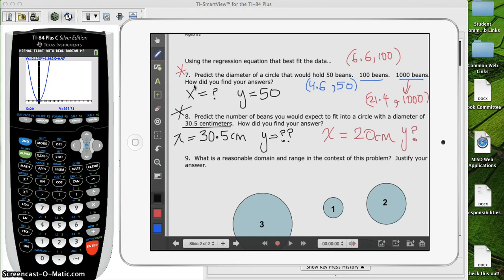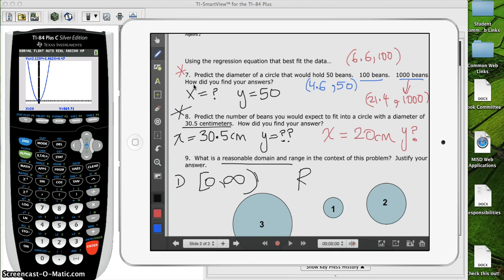Now let's move on to number 9. What is a reasonable domain and range in the context of the problem? Now, domain basically has to do with the x. So you can have a diameter of 0, basically no circle. And the diameter can go up to, let's say, infinity, because you can always think of a higher number. But the domain, which is the diameter of a circle, can never be a negative number. So you can think of the domain to be from 0 to infinity.